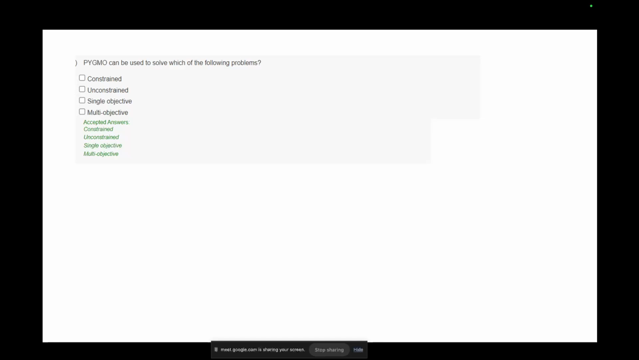But the USP of PyGMO is that it can handle multi-objective functions, which is not very common in the rest of the software that is available out there. So that is an important USP for PyGMO.